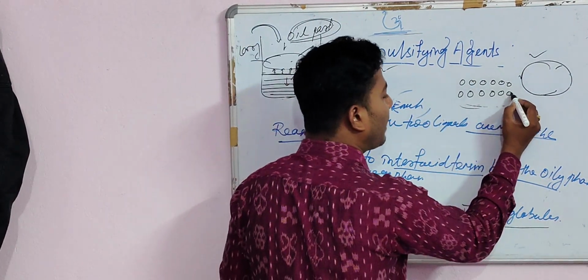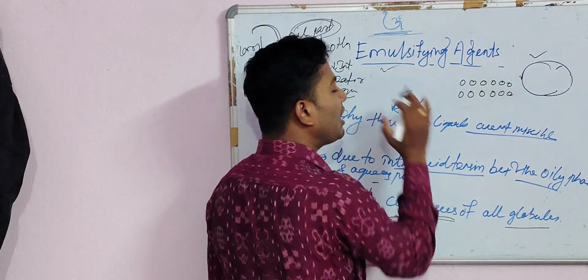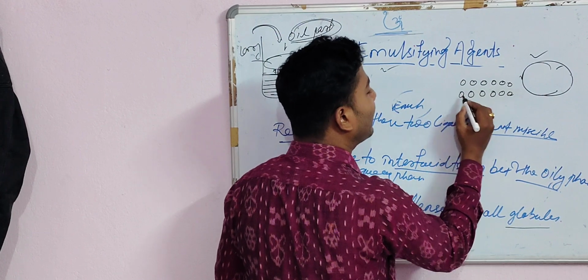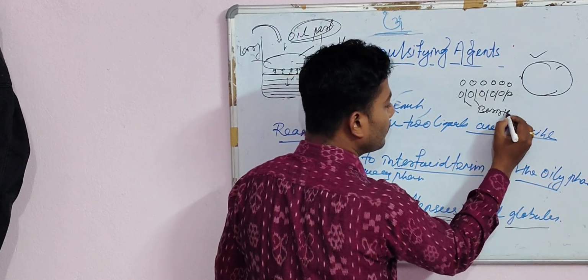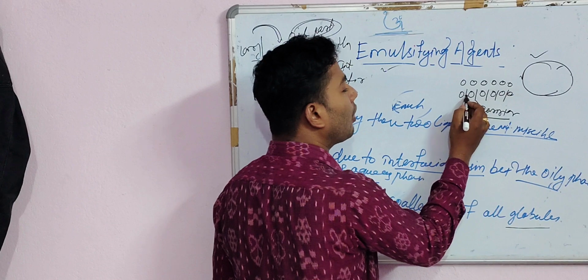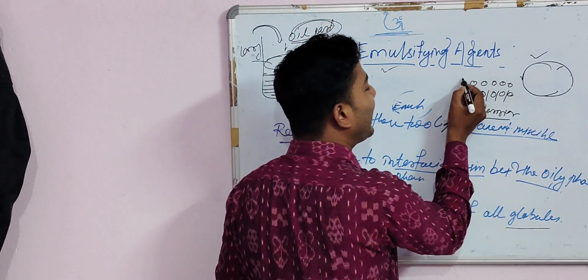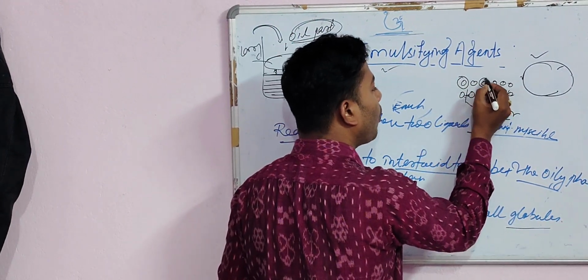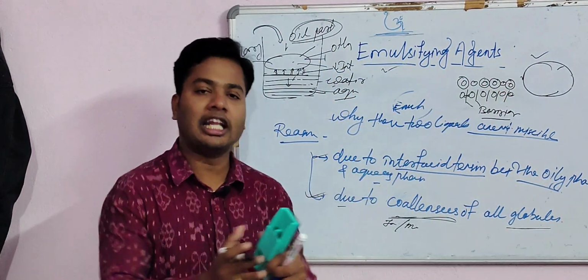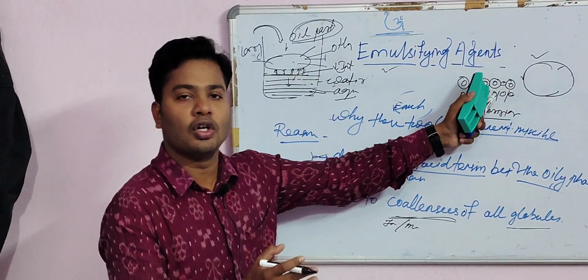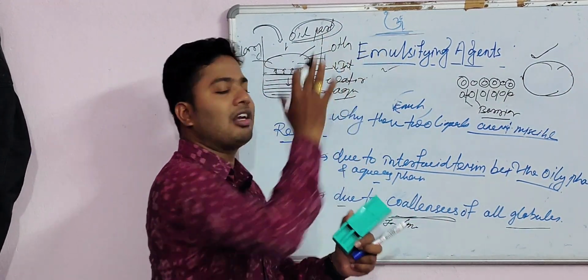So how does it prevent the coalescence of all the globules? By adding the emulsifying agent, I create a barrier in between the globules, so that is the barrier part. When I create a barrier in between the globules, definitely the globules do not coalesce with each other. Or when I create a film on the surface of the globules, it prevents the recoalescence of each and every globule, so it cannot form large globules and cannot separate. So that is the importance of the emulsifying agent.